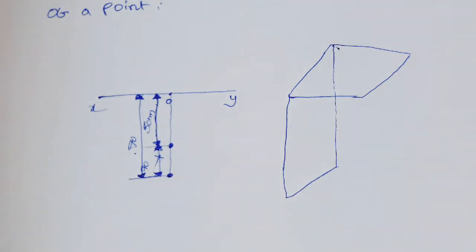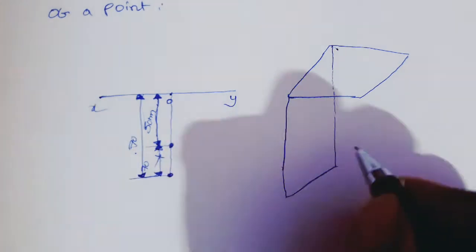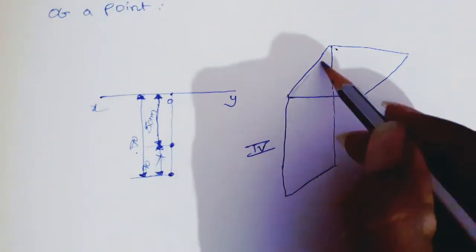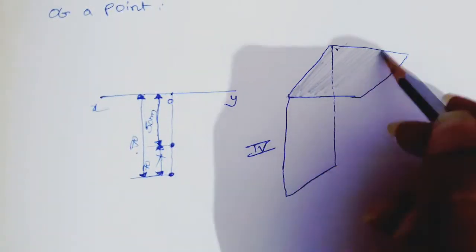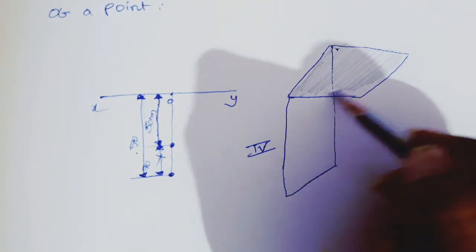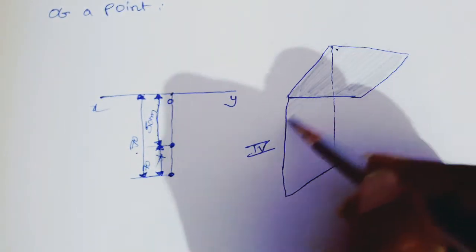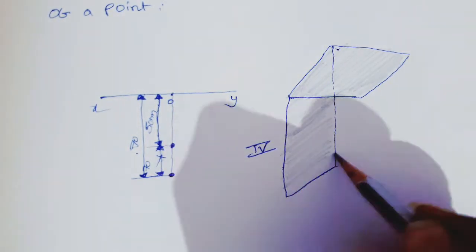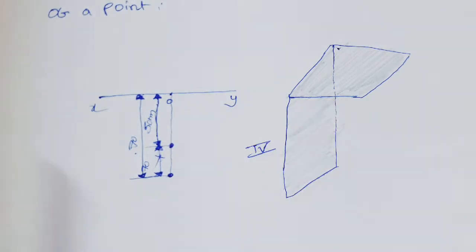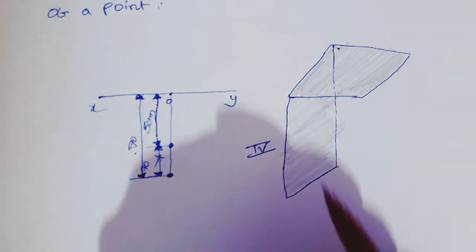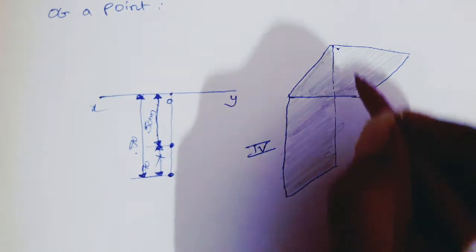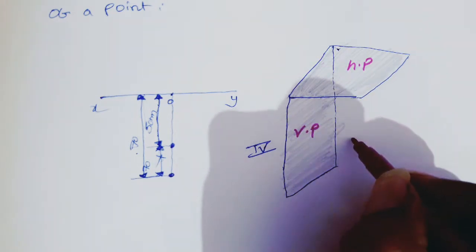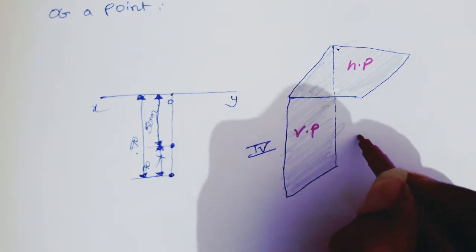Right? This is the fourth quadrant now. This is the fourth one. Same, 70 mm below HP is given. This is the HP plane, this is the VP plane. 70 mm below and 50 mm in front. I am locating this point here.